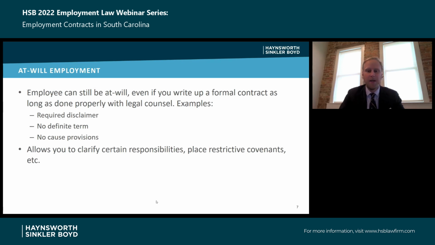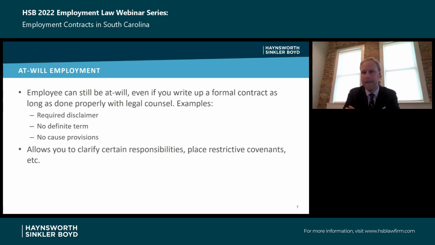The second bullet point here, it certainly would allow you to do things like put in restrictive covenants, which we'll talk about in a little bit, like non-compete, non-solicitation. It could allow you to more carefully outline what a person's job responsibilities are. You might have confidentiality provisions in there. There's a lot of reasons why you may want an employment contract. For some industries, it's more standard than others. So you may be out there recruiting into a certain market, and it's the expectation of the applicants for employment that they are going to have an employment contract.